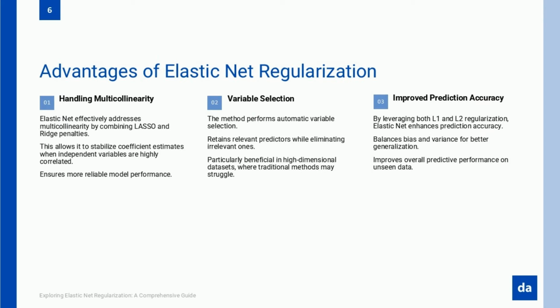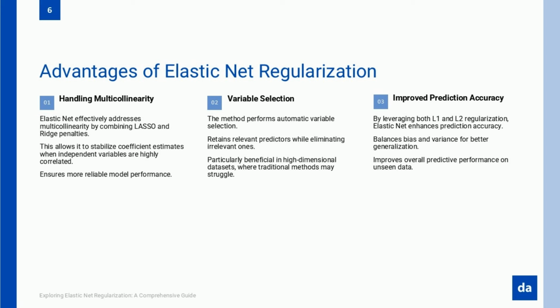Now that we've got the math behind Elastic Net locked down, let's talk about why it's actually useful. Because let's be honest, nobody cares about a fancy equation unless it solves a real-world problem. So why should you use Elastic Net instead of just sticking with Lasso or Ridge? What makes it special? First up, it's a lifesaver when dealing with high-dimensional data.